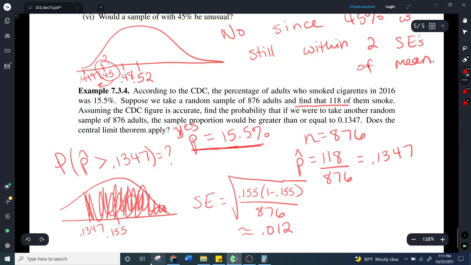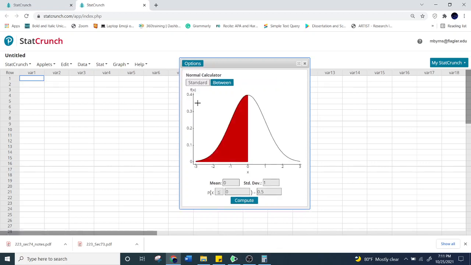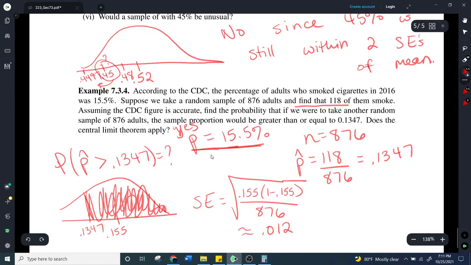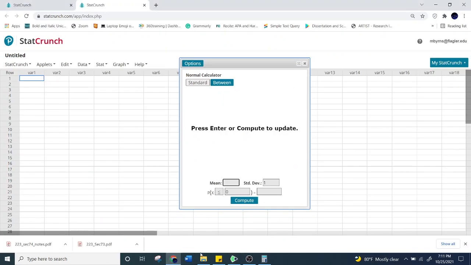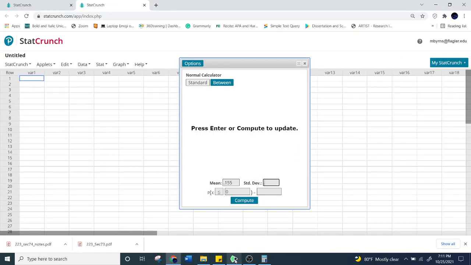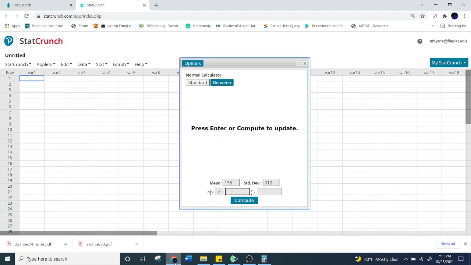So let's go into StatCrunch and let's put our information. Let's make sure we see where everything goes. So let me reset this. And then I'm going to leave it on standard. Now, the mean is what we expected for our population. So the mean was the 15.5%. So we're going to go 0.155 for our mean. The standard deviation is the standard error that I just calculated, the 0.012. And we want to know what is the probability that we will get a sample greater than, what were we interested in? It was the 0.1347 number. So 0.1347 and click compute.